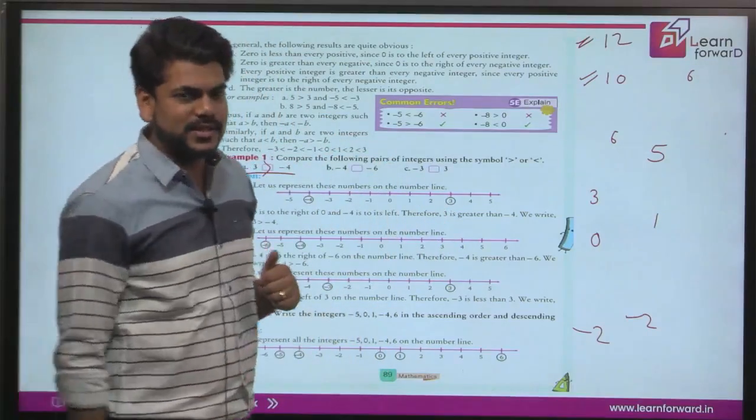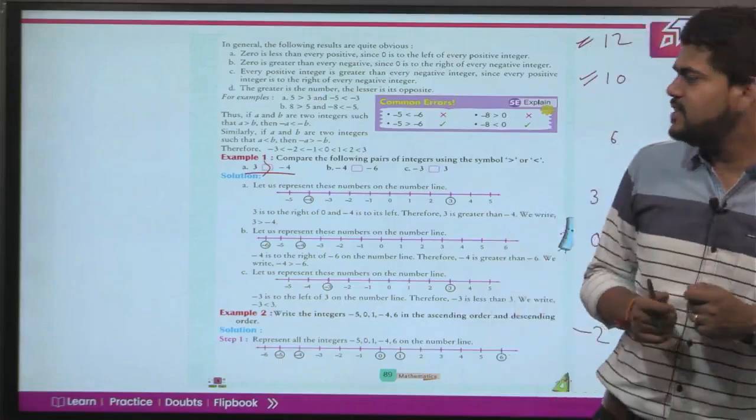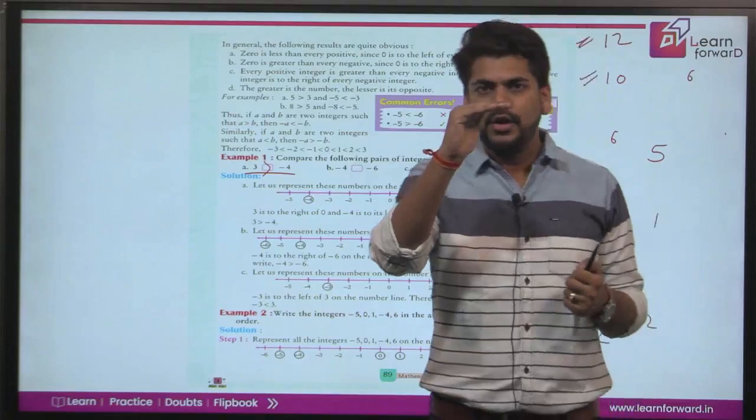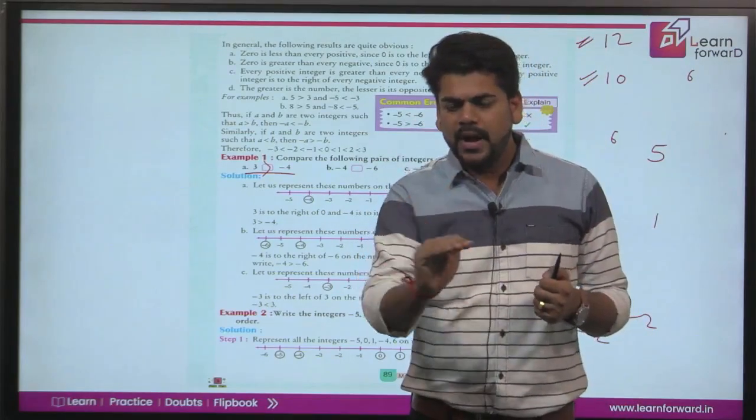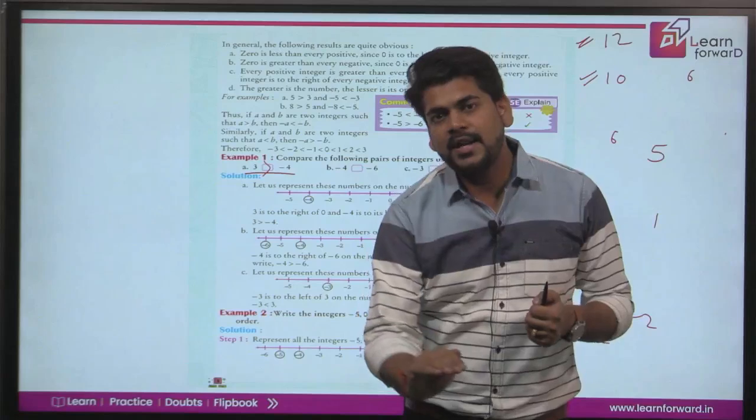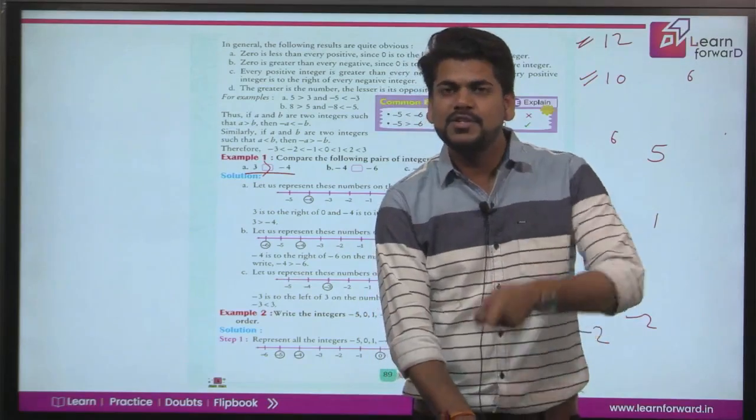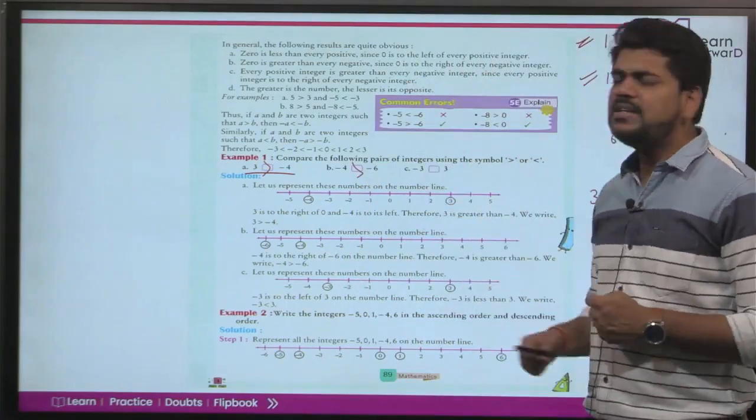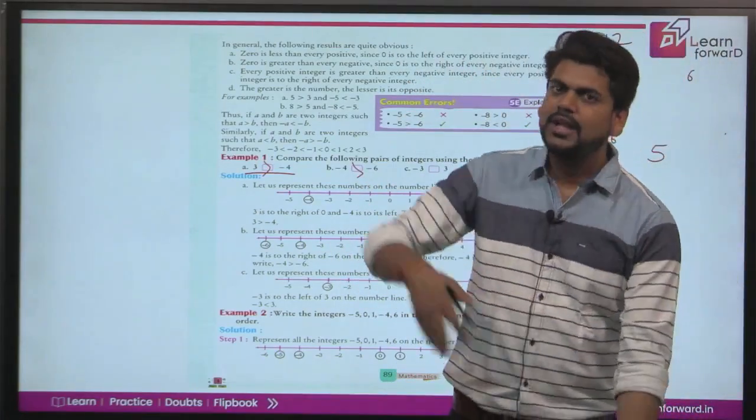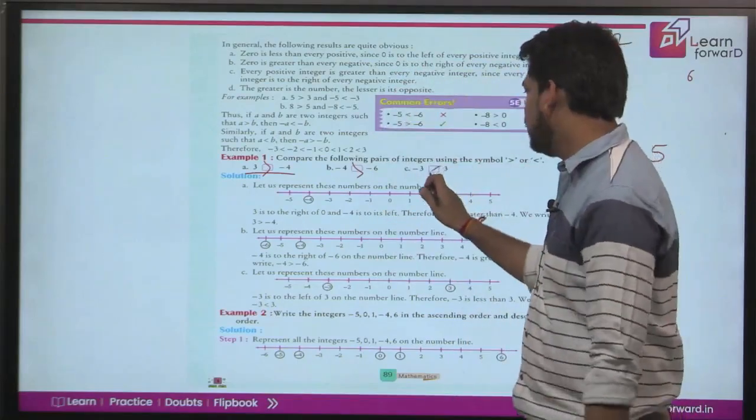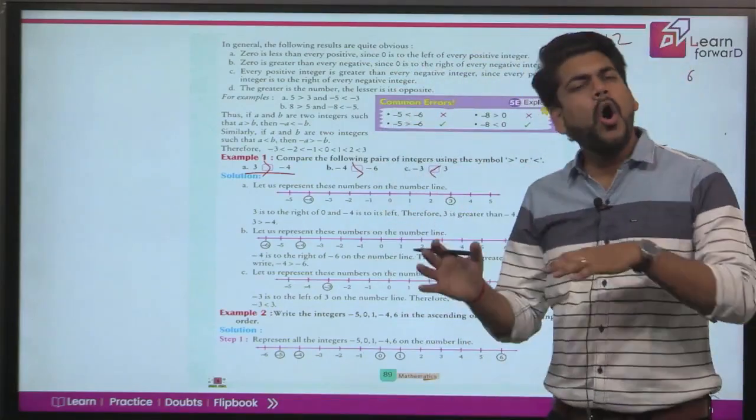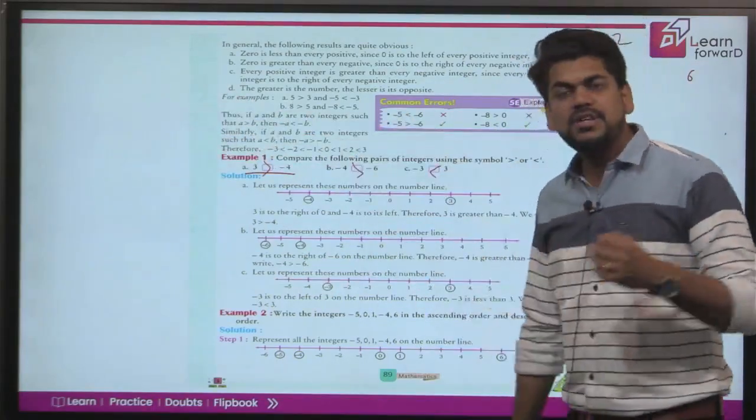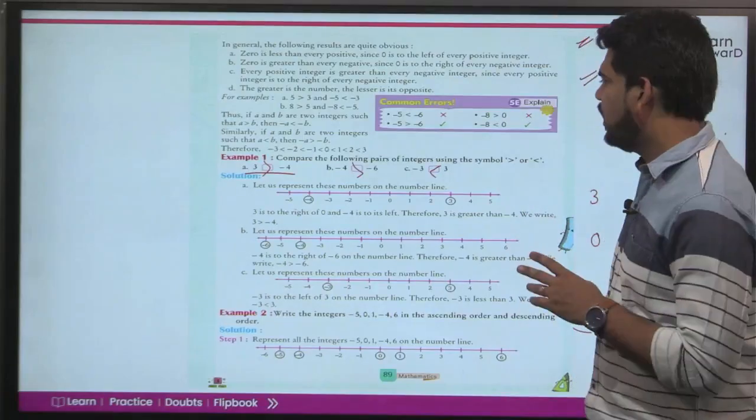-4, -6: which one is greater? Now think you are on floor 0: -1, -2, -3, -4, -5, -6. So who is above, -6 or -4? Correct, the answer is -4. -3 or 3? Obviously 3 is greater. Also there is one observation: all positive integers are always greater than all negative integers. A positive number will always be greater than a negative one.